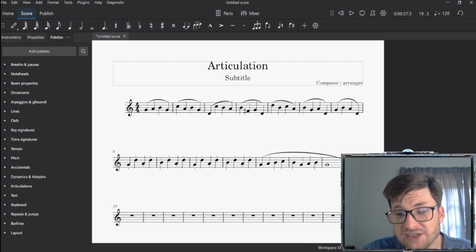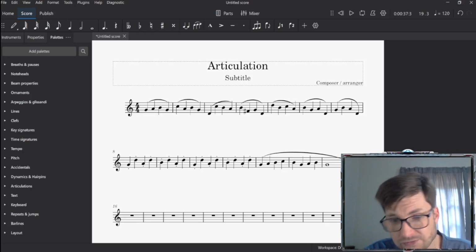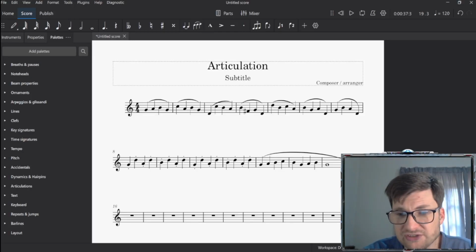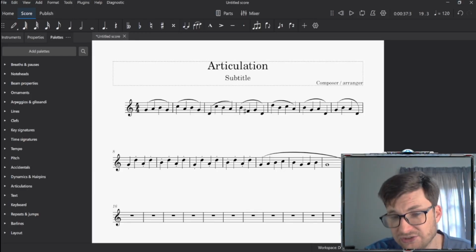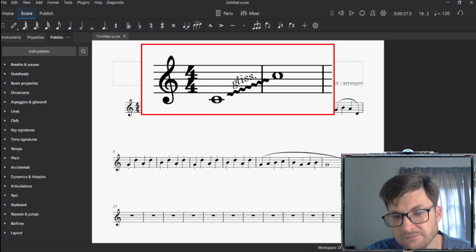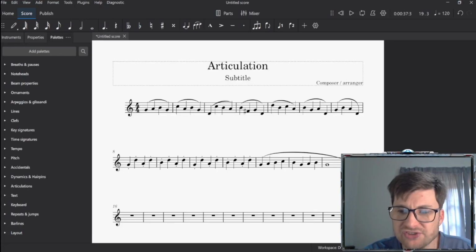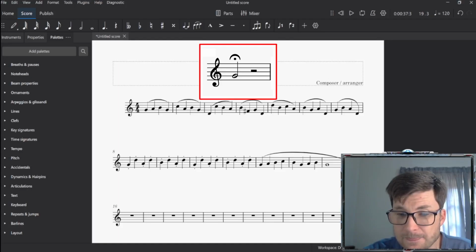Other forms of articulation are glissandos or slides. Not really possible on a piano or any fretted instrument, but something like a violin will allow you to slide seamlessly between notes. Fermatas tell us to hold a note slightly longer than what's written.